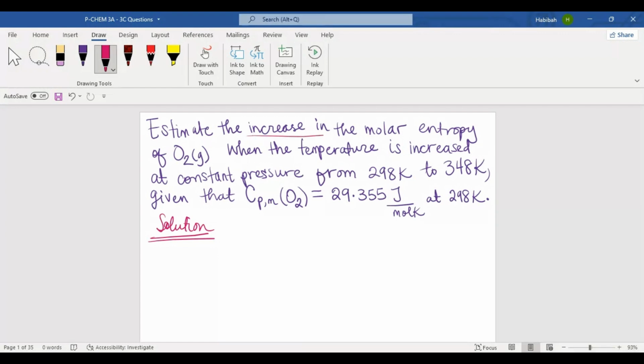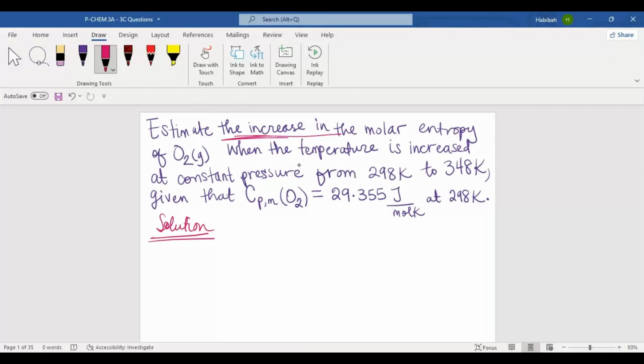To solve this, the first thing you have to do is understand what you're asked to solve for. They didn't ask us to find the molar entropy of a particular value. They asked us to estimate the increase. Anytime you're asked to find an increase in something, that just means you're trying to see how much the molar entropy has increased. So you're going to be dealing with the initial molar entropy as well as the final molar entropy.